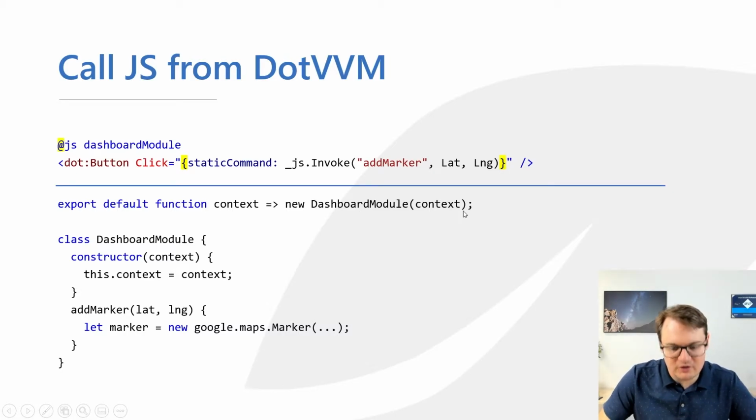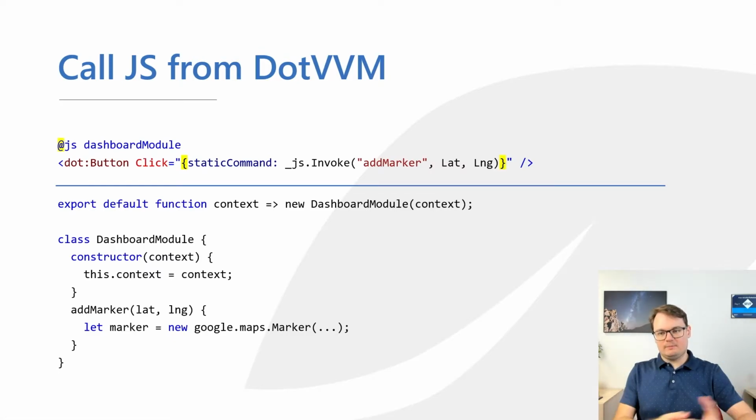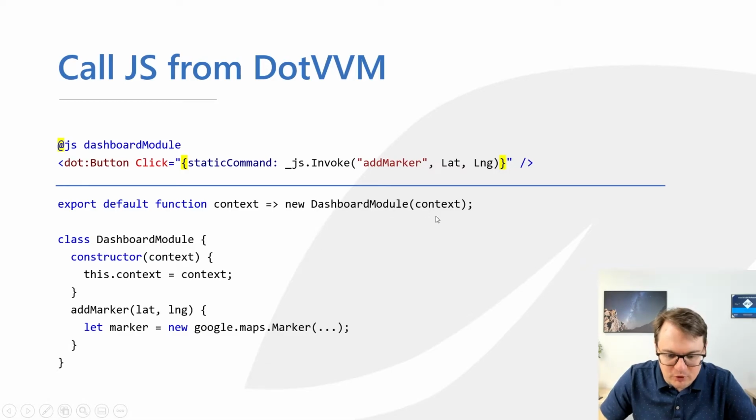This is a function, it's a lambda. .vvm will pass the context variable, which is an object, you will see later, and the function needs to return a new instance of the module. So I'm creating a new dashboard module instance, and in this class I'm just backing up the context, so I have it available there. And then in this object you can define functions.